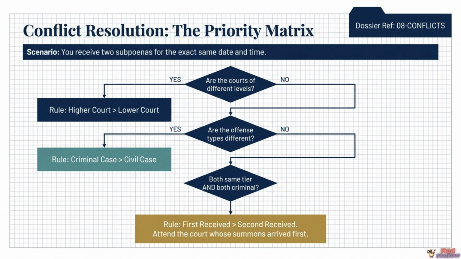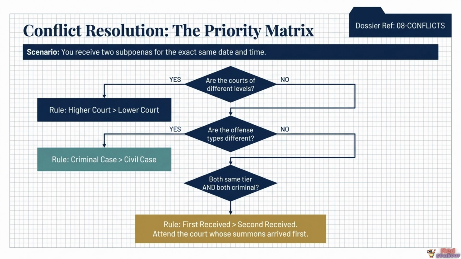Here is a scenario that frequently appears on medical examinations and can realistically occur in practice. You receive 2 summonses scheduling you to appear in 2 different courts on the exact same date and time. How do you decide which one to attend? The answer follows a clear hierarchical decision tree. The first question to ask, are the 2 courts of different levels within the judicial hierarchy? If yes, the rule is absolute. Attend the higher court. The authority of a superior court always takes precedence.